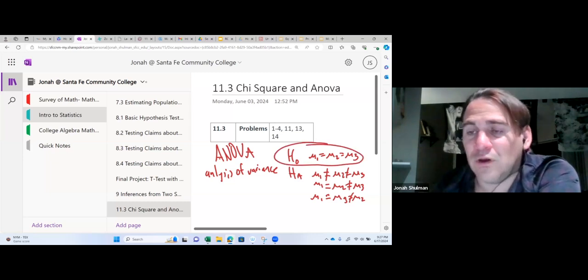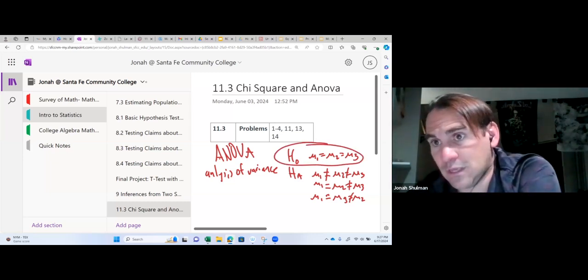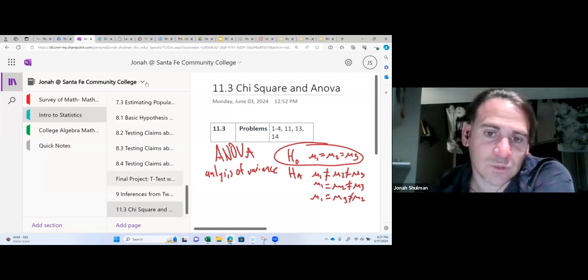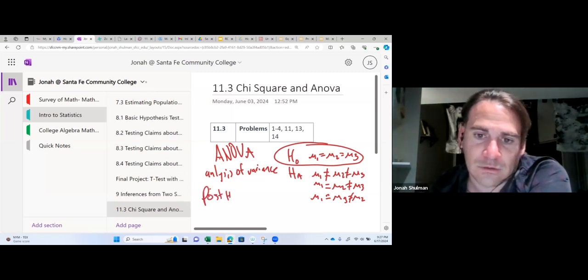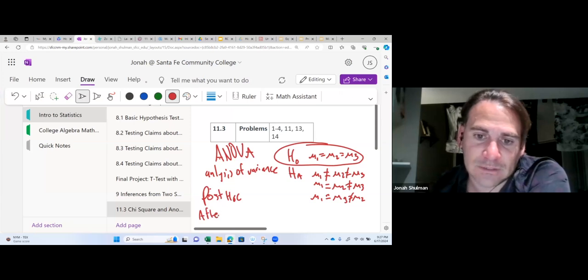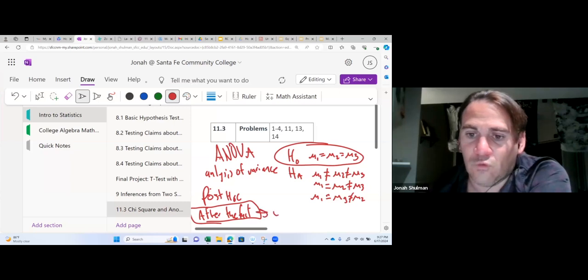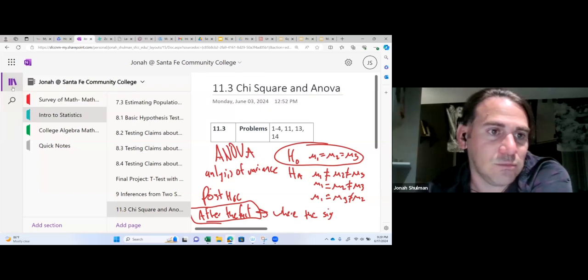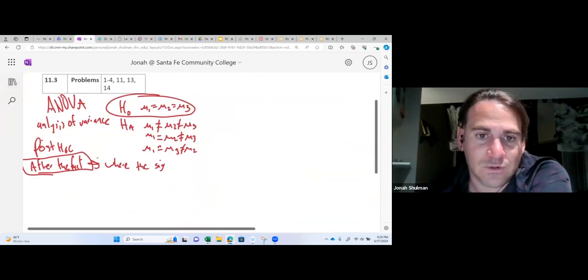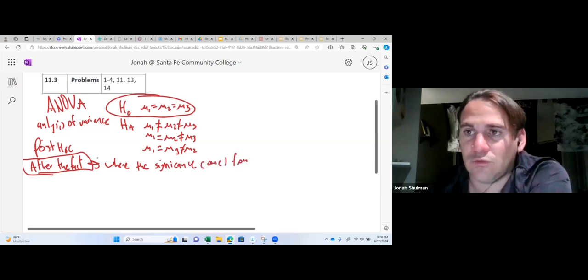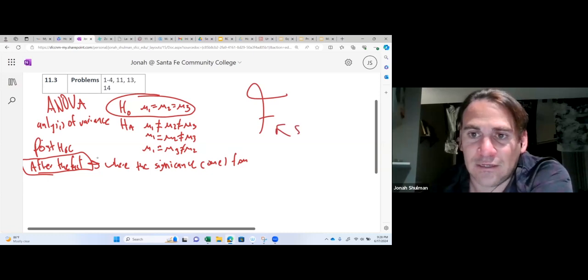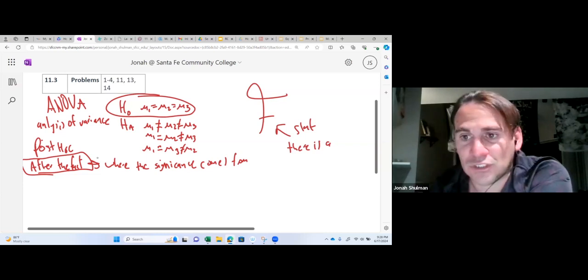Basically, this is your null, but our alternative is always that there is some difference. And that's where the post hoc test comes in, and when they use this word post hoc test, it basically means after the fact. And we have to find where the significance comes from. Because we don't know, right? The F statistic, this F stat, all it does is tell us there's a difference somewhere. And our job is just to find it.